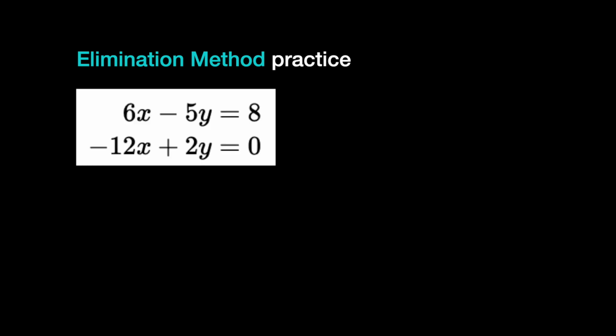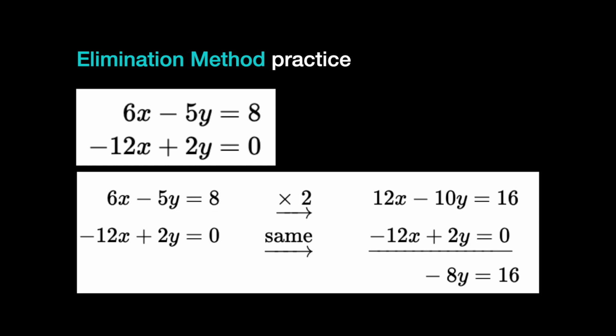6x minus 5y is equal to 8. Negative 12x plus 2y is equal to 0. So for the solution, what we can do is multiply 6x minus 5y is equal to 8 by 2, which is 12x minus 10y is equal to 16. And now we have a positive 12x in the first equation and a negative 12x in the second, so those will cancel out when we try to add them together.